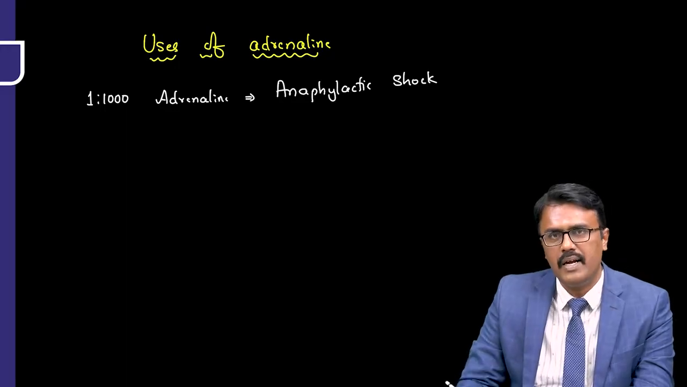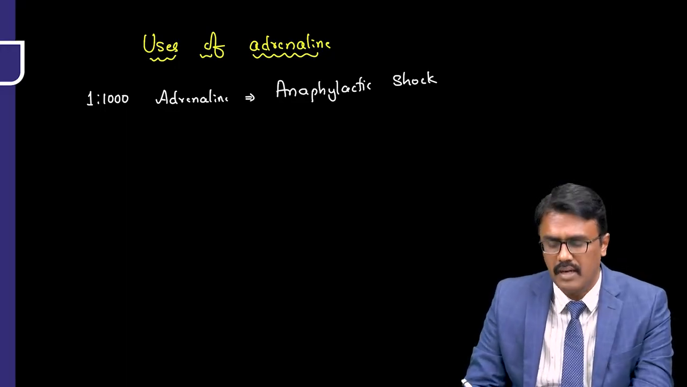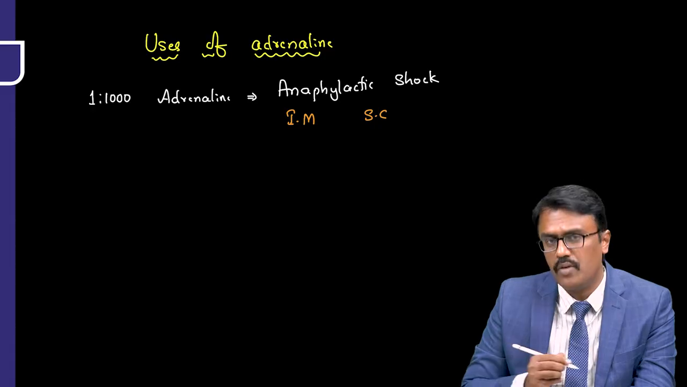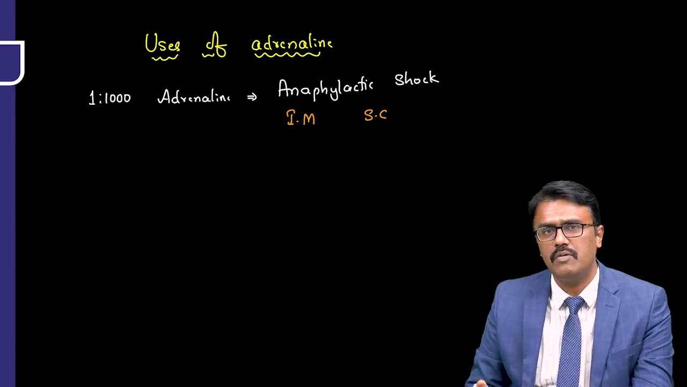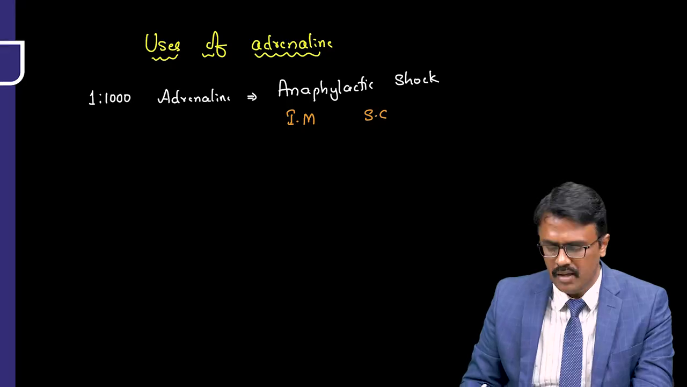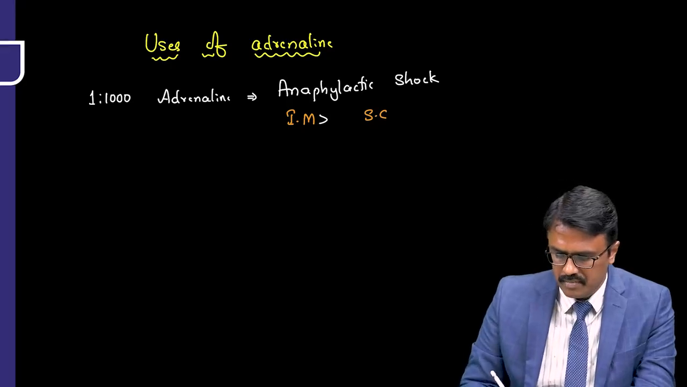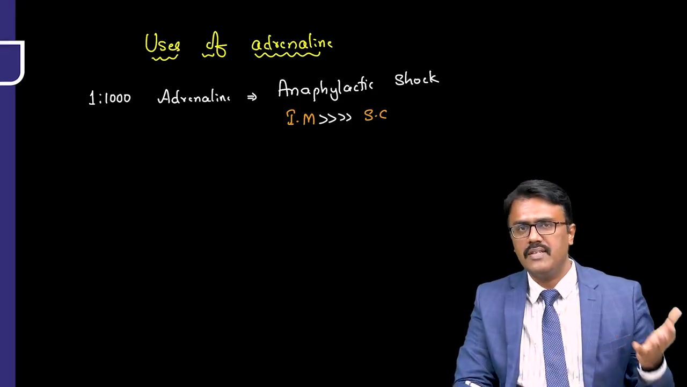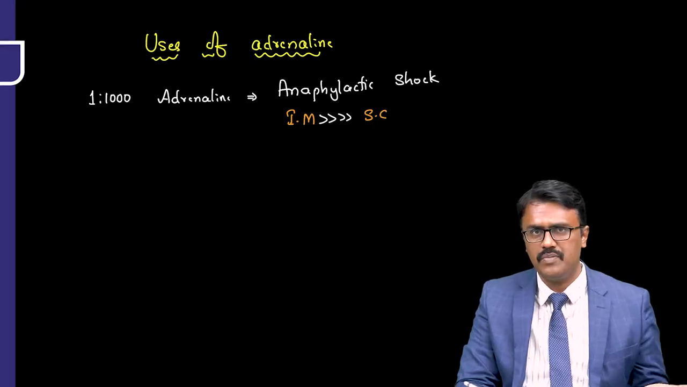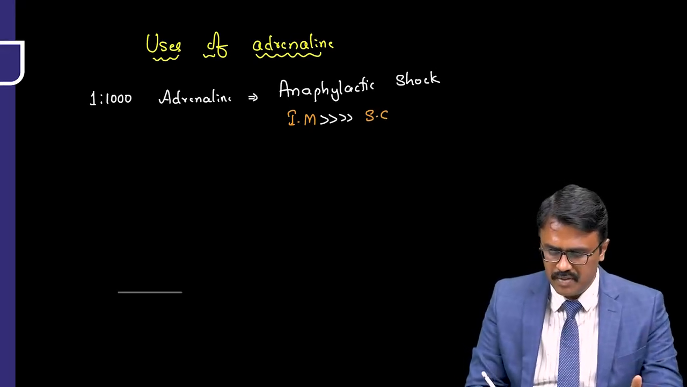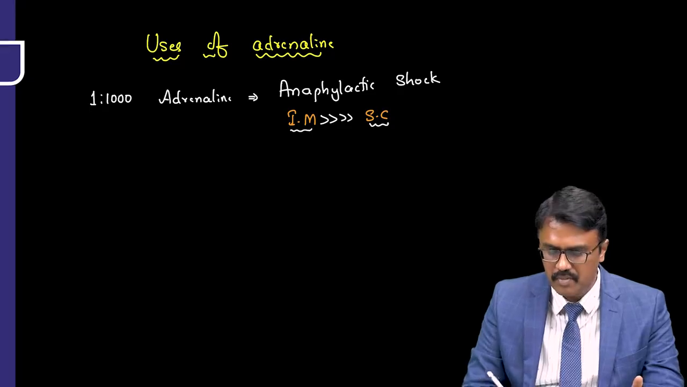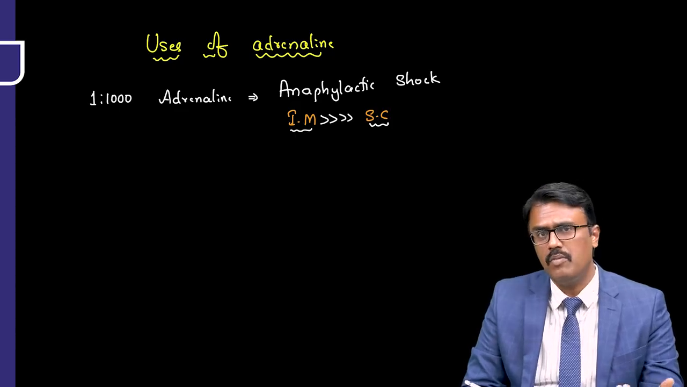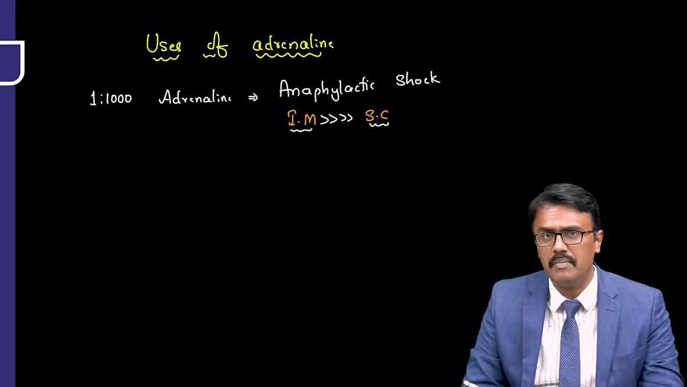When we are giving adrenaline in anaphylactic shock, there are two options: either I can give IM or I can give subcutaneous. Now pause the video and tell me which route you will prefer. If you're telling IM, you are good, because in a shock condition, the blood flow to the periphery has decreased. That is the meaning of shock. Comparatively, subcutaneous has less blood flow compared to muscles, and that's what we have learned in general pharma. More the blood flow, more the absorption. So the preferred one is IM.